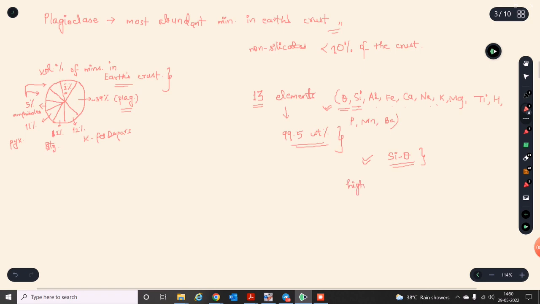Silicon can easily be polarized, can easily be combined with other elements to form chemical compounds. So I will write it here: high polarizing ability. This is one of the most important reasons why silicate minerals are so abundant. High polarizing ability of silicon, whatever you say.